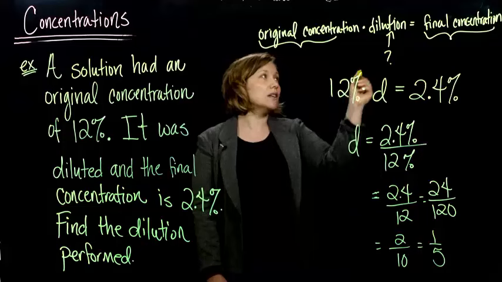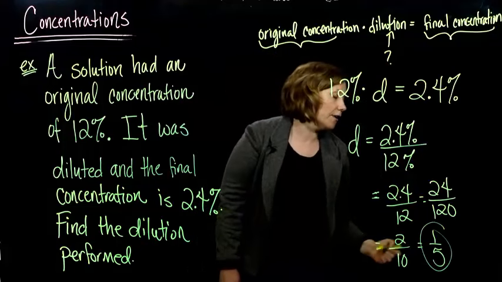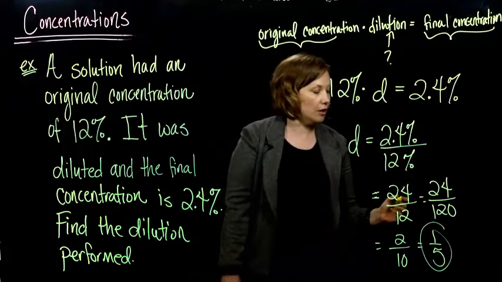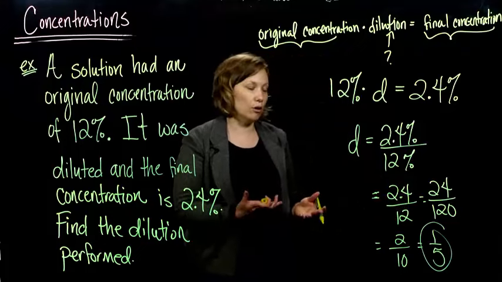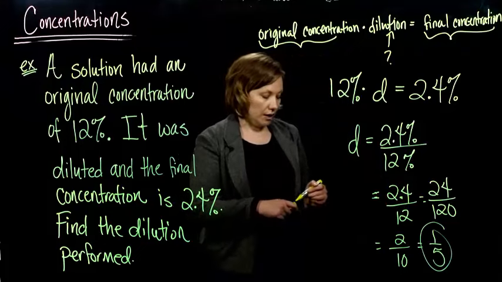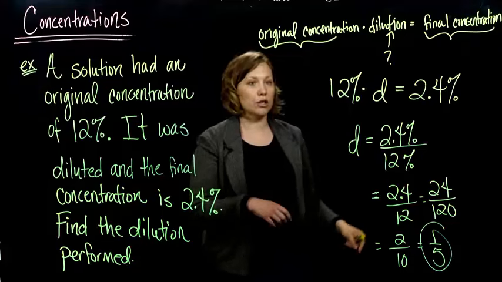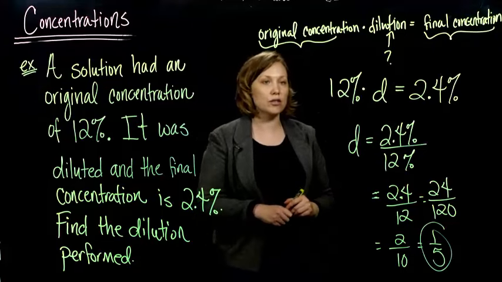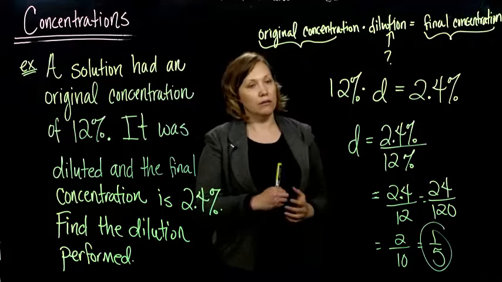So again, you could put it in your calculator, but it's going to give you a decimal. And we're looking for a dilution, which is written as a fraction. So it's probably a good idea just to work with the fraction like you know how to work with a fraction. So we found the dilution. We just plugged in the information we knew and solved for the thing we did not know.